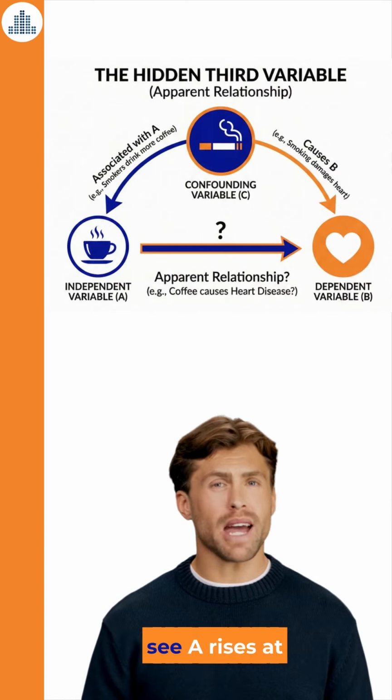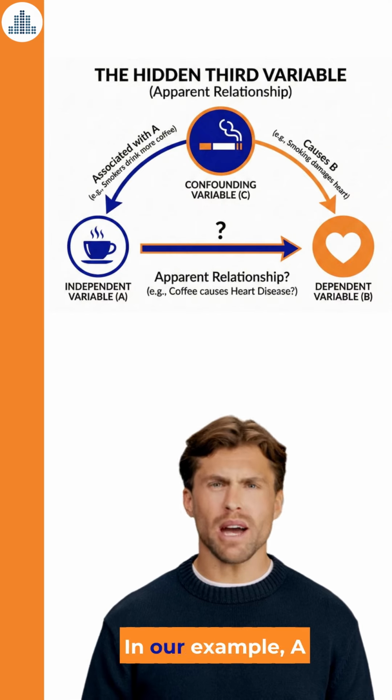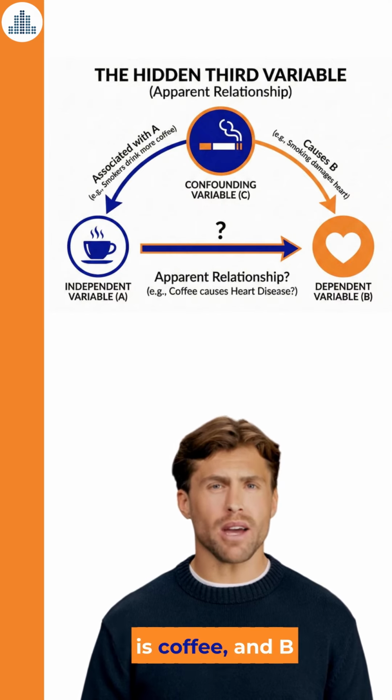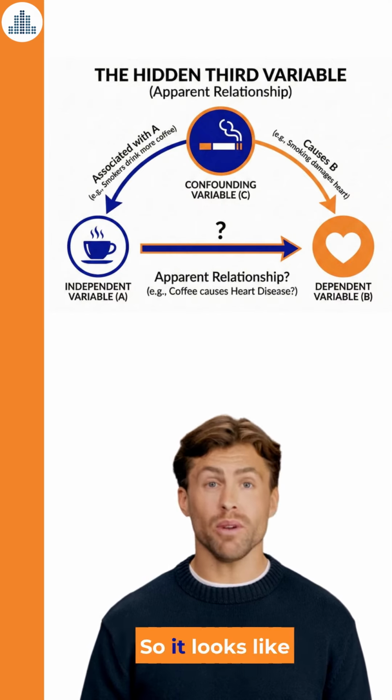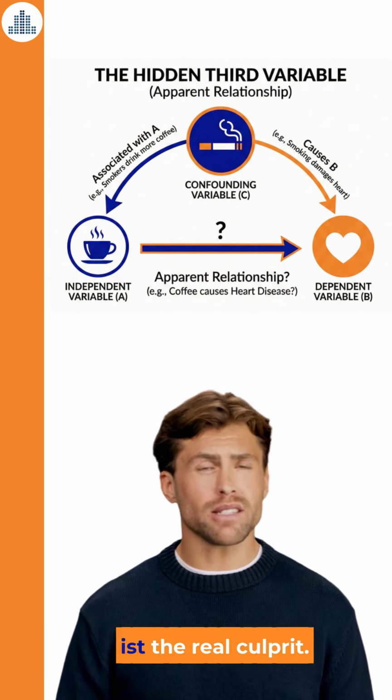Here's the trap. We see A rises at the same time that B does and assume A causes B. In our example, A is coffee and B is heart disease. So it looks like more coffee means more heart disease. In reality, though, C is the real culprit.